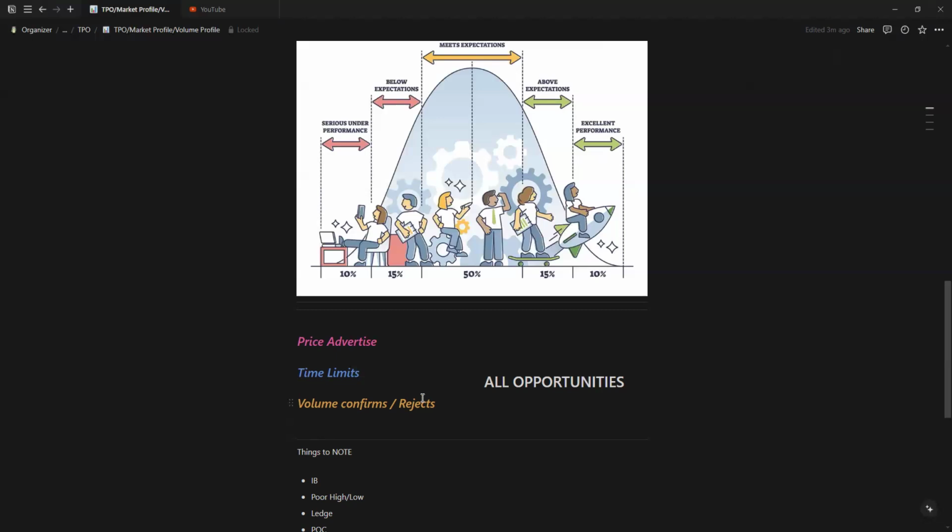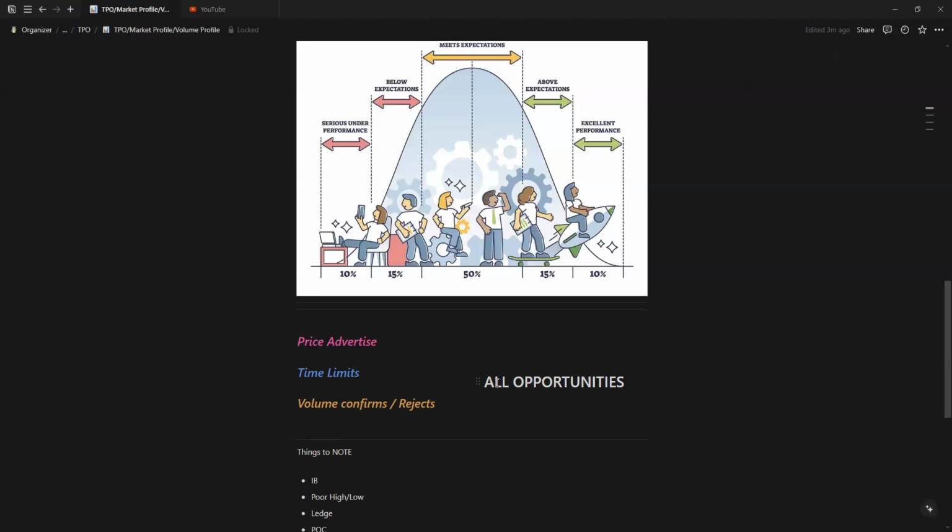Volume confirms or rejects. The same thing I was telling you. If price is at an all-time high and there is a drop in volume, there aren't buyers interested. So what is the outcome? Usually we will follow. This is why it said volume confirms or rejects all opportunities.